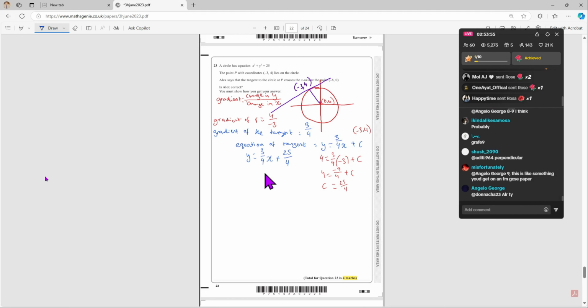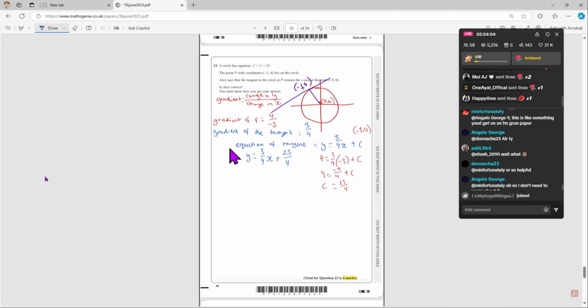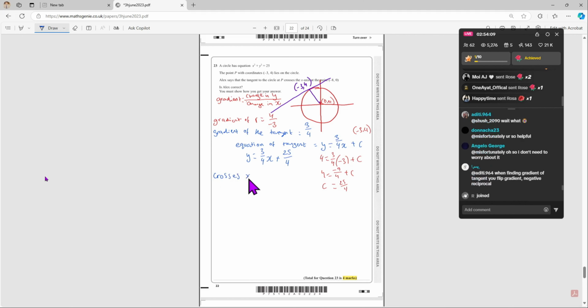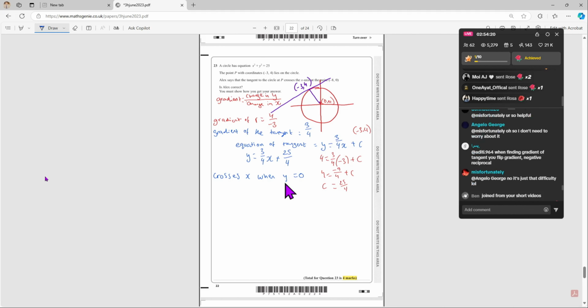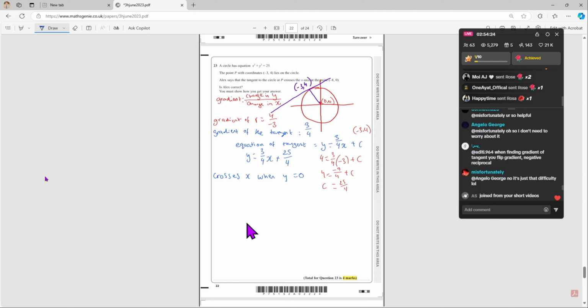So, what we're going to do is that it says it crosses the x-axis when y is 0. So, crosses x when y is 0. So we have to work out if x is a whole number or if x is not a whole number. If x is not a whole number, that means he is wrong. Or, I mean, if it's recurring, then he's wrong.